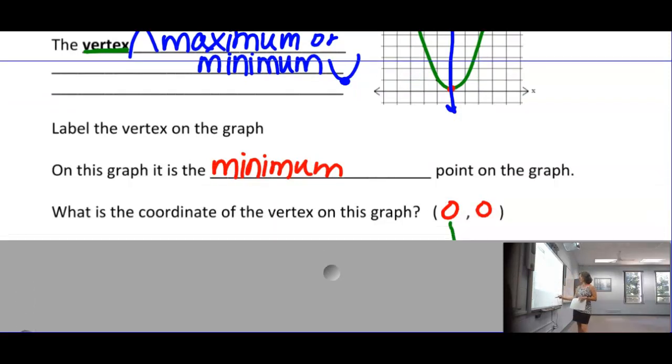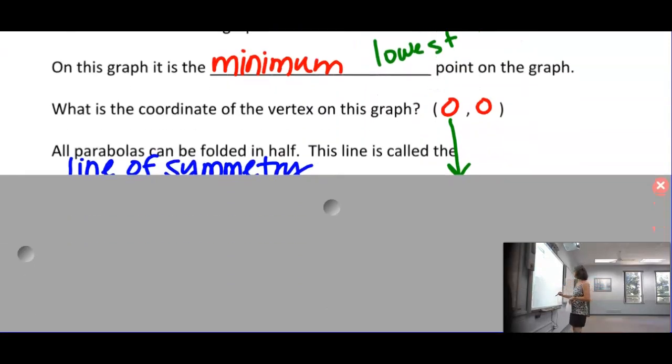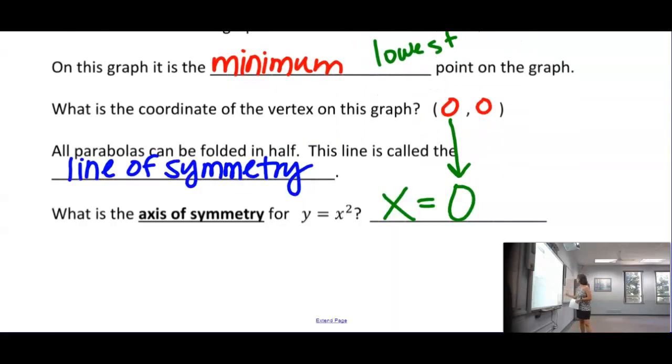The label on the vertex of this graph is the minimum. It's the lowest point on the graph. So you could write lowest here too. And the coordinate on this specific graph was at 0, 0, okay? So 0, 0 is my coordinate.